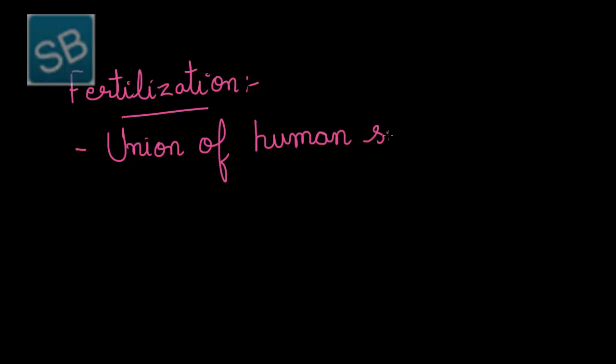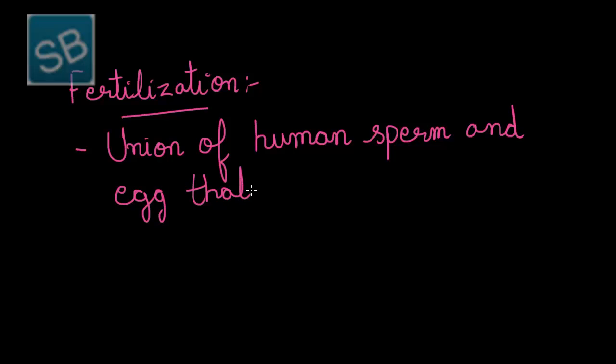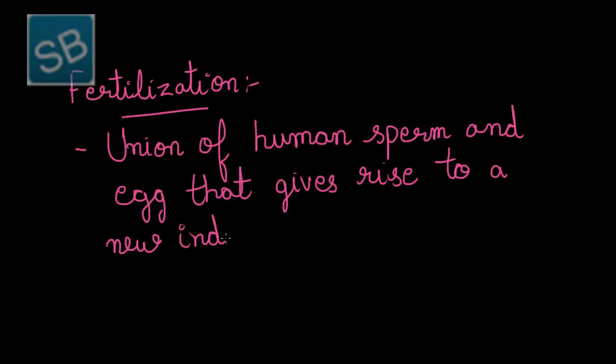Now, after understanding the process of gametogenesis, let us start with the study of fertilization. What does the term mean? Fertilization can be defined as the union of human sperm and egg that gives rise to a new individual. Now, how does this process occur?